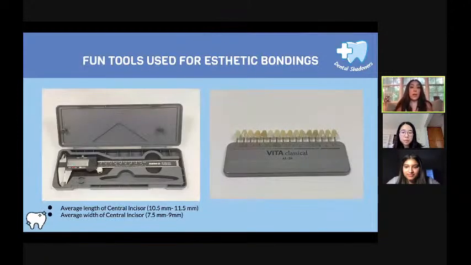Tools that I use for my bonding. I use a digital caliper, which I bought off Amazon, and obviously disinfectant between patients. I use the Vita shade guide to figure out what shade I'm going to do for the teeth. The digital caliper is awesome because you can preoperatively measure the teeth before, and then in between your case, like when you're lengthening the teeth, you can measure to make sure they're symmetrical. So I love this tool.